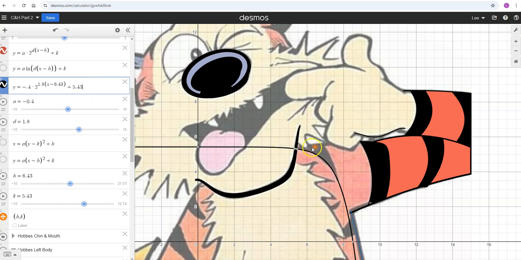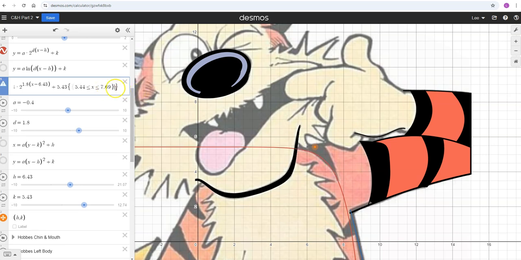And then I do want to restrict it, right? So I'm going to restrict it to be around here, about 5.44 in the x direction. This is going to be curly braces, so 5.44 less than or equal to x. So that's my leftmost point, and then my rightmost would be somewhere down here around 7.69. So then we'll say less than or equal to 7.69. So there's my equation, right, with that restriction.